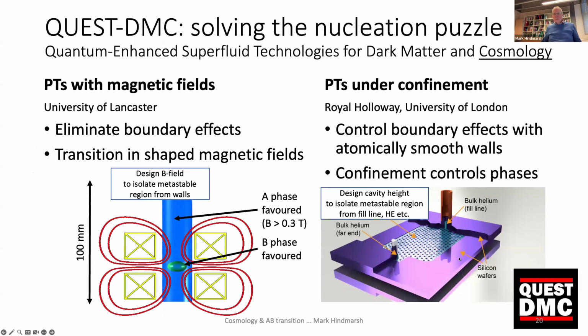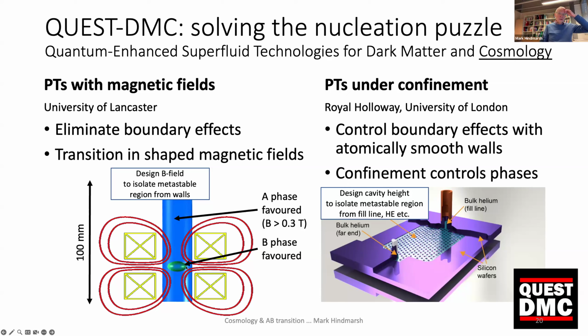So trying to resolve this problem and understand the dynamics of the transition, so that we can eliminate the possibility that actually there's something about tunneling we haven't understood, is the project that we're involved in in the UK, Quest DMC, Quantum Enhanced Superfluid Technologies for Dark Matter and Cosmology. And the idea is to eliminate boundary effects by two different ways. One of which is making atomically smooth walls using the same technology that you make silicon chips with. The other is using magnetic fields.